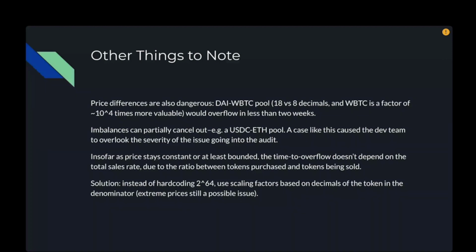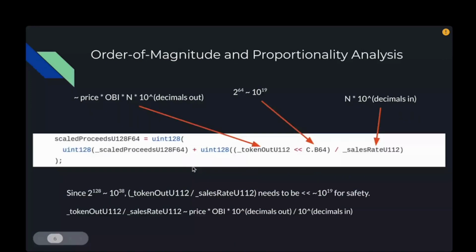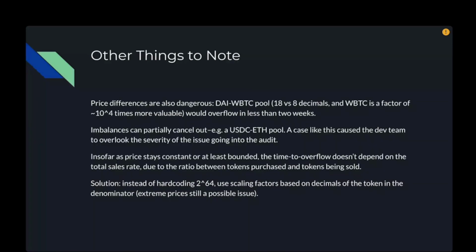So actually, let me go back. Right here we have that hard coded 2 to the 64th. You replace that with 10 to the decimals of the token in the denominator, because that's really all you need to avoid excessive rounding error. So you didn't actually need to scale by 10 to the 19th in all cases. All right, so that was the first issue, highlighting how to do order of magnitude analysis, and to check your worst case first.